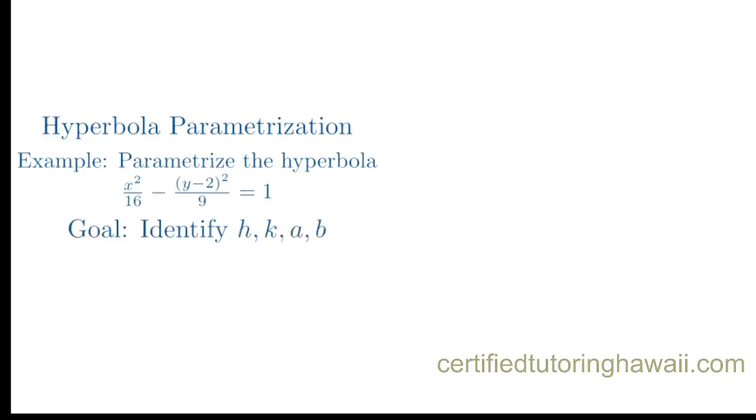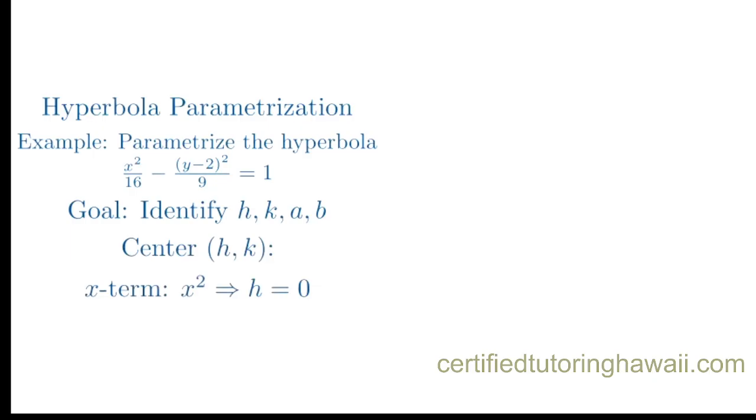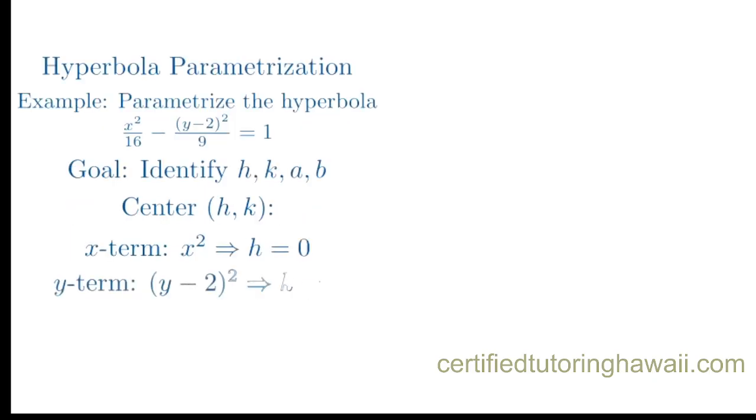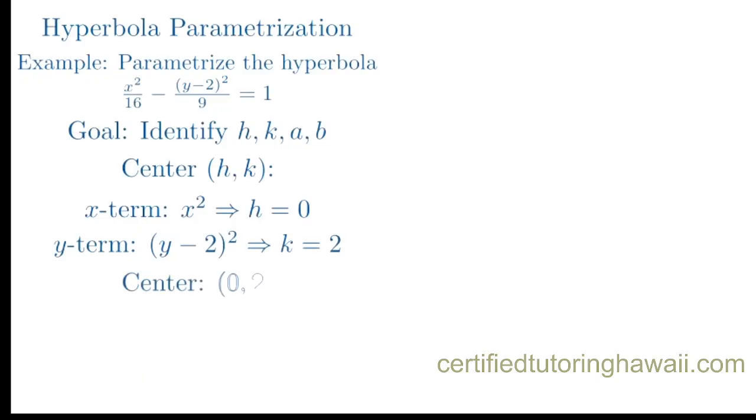Just like with the ellipse, we start by finding the center, h, k. From the x term, we can see h is 0. From the y term, y minus 2 squared, we get k is 2. The center of our hyperbola is at 0, 2. Next, let's find a and b.